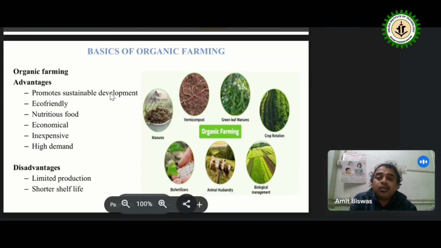Now the basics of organic farming. Organic farming does not include any chemical fertilizer. It has advantages. Number one, it promotes sustainable development. It is eco-friendly in nature. Nutritious food can be produced. It is economical, inexpensive, and highly demanding. And here some disadvantages are also there, that is limited production of agricultural crops and shorter shelf life of agricultural crops.